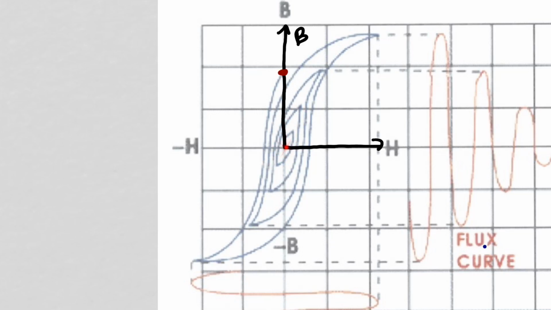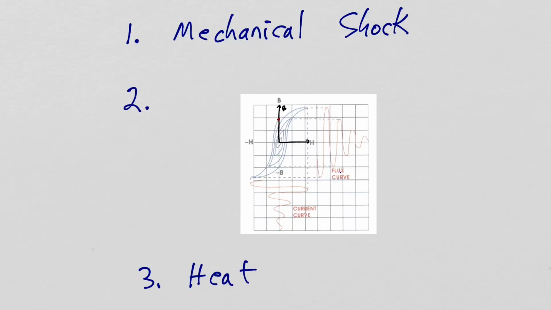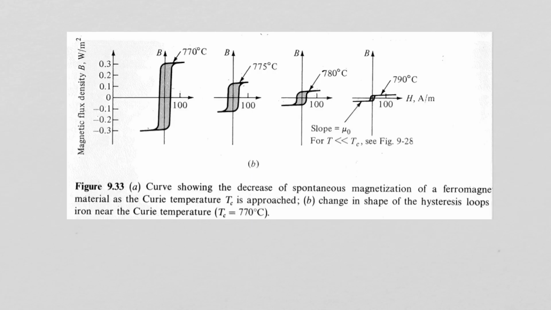The third way we can demagnetize a magnet is by heating it. A magnet does not gradually lose its magnetic field with increase in temperature. It happens at a critical temperature called the Curie temperature. This was discovered by Pierre Curie in 1895.